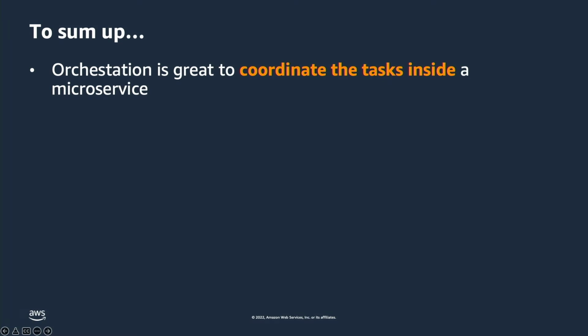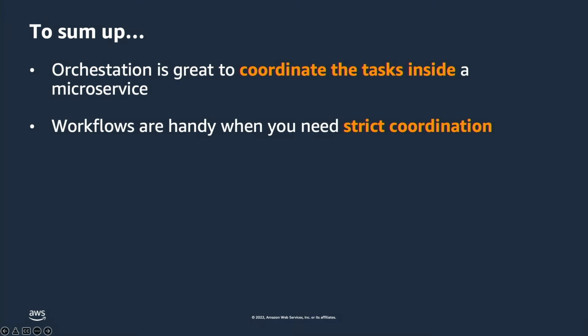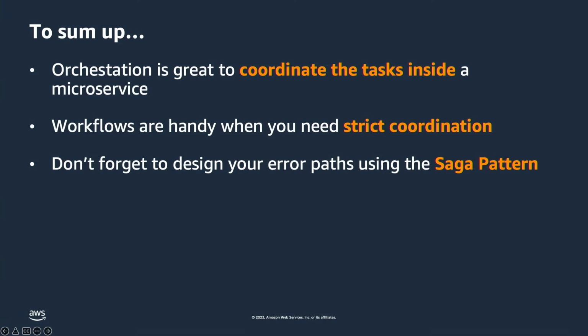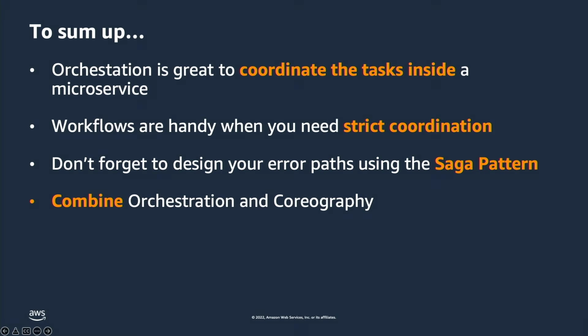Orchestration is great to coordinate tasks within your microservices when you need order and strict coordination between the different services. Don't forget to design for the sad path using the Saga pattern. You always need to have a compensation operation for all your side effect operations. If not, something will explode in the face of your customers, and you don't want that. Combine them together. They work very nicely.